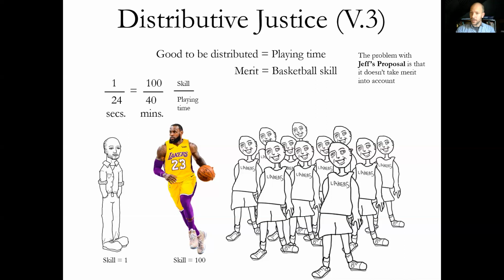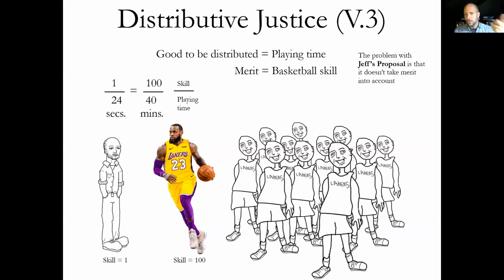Equality is nonetheless preserved, however, because the proportions are equal. 1 unit of skill to 24 seconds is equal to 100 units of skill to 40 minutes, right? Those proportions are equal. And so fairness or equality is observed. That's Aristotle's theory of distributive justice as applied to a basketball team. And I think the basketball example makes it clear and intuitive how fairness and equality, in a sense, justice, can in fact require unequal distributions. It depends upon the relevant merit. And in the basketball case, it's fairly obvious that the relevant merit is basketball skill.